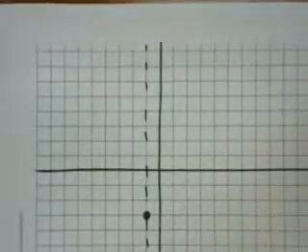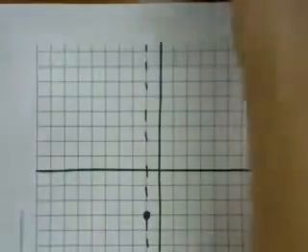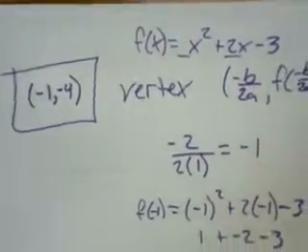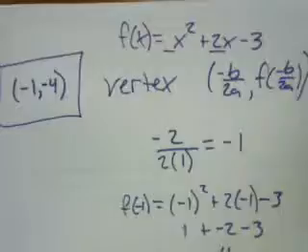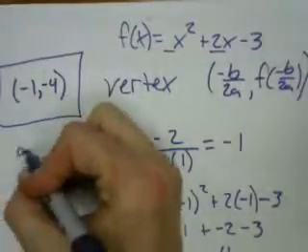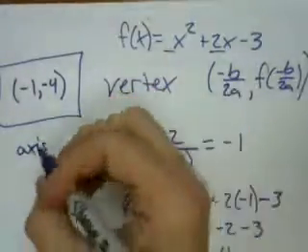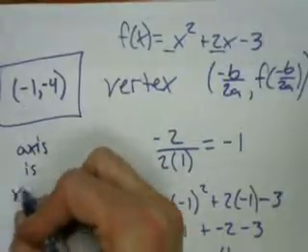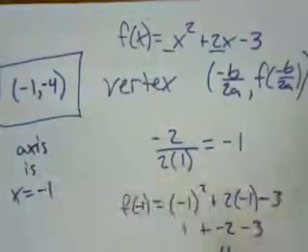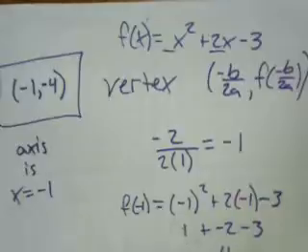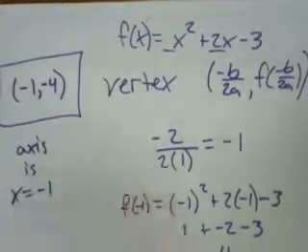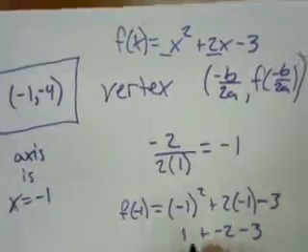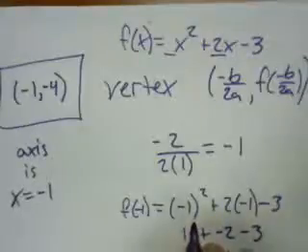So I know that if my vertex is negative 1, negative 4, and it's going up vertically, my axis of symmetry is x equals negative 1. It's that negative b over 2a. X equals it, and you have to have the x equals. It is an equation, but that is the axis of symmetry.